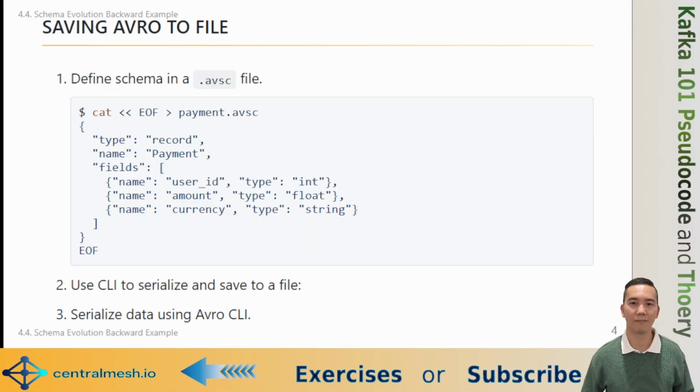Once the schema is ready, the next step is to serialize the data using the Avro CLI. Serialization is the process of converting our human-readable data into a compact binary format, which is smaller and faster to process. This serialized data is what gets stored in a file or transmitted over networks. By saving the data in Avro format, we get 2 key advantages: the data becomes smaller, saving storage space, and it is self-describing, meaning the schema is embedded in the file. This makes it much easier to share and interpret the data later.